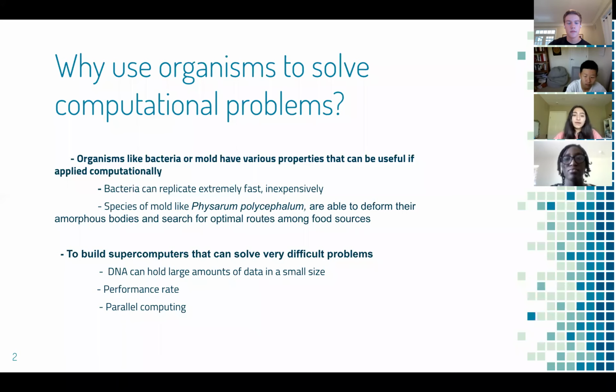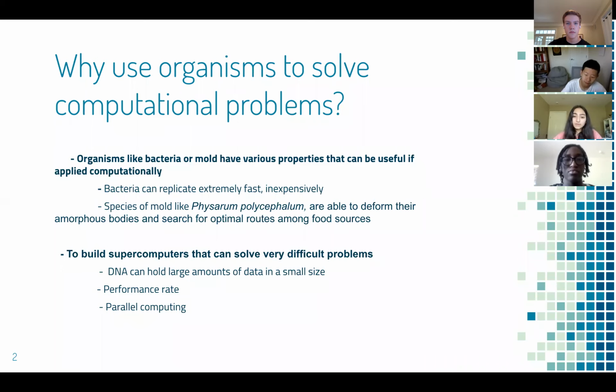Okay, so you might be asking why we should use organisms to solve these difficult computational problems. The answer is simple. Organisms like bacteria and mold have various properties that can be useful if applied computationally. For example, bacteria can replicate extremely fast and inexpensively, and certain species of mold are able to search for optimal routes among food sources. Another interesting reason to use organisms to solve problems is actually because of their DNA.